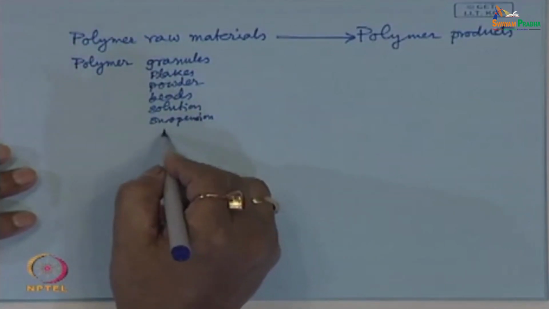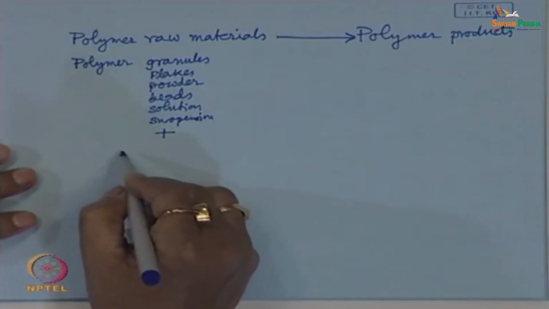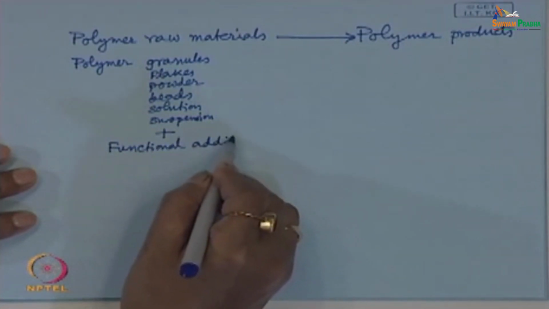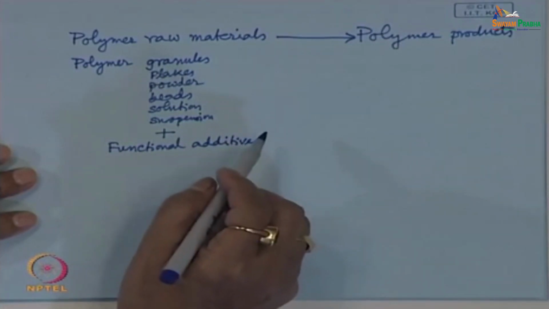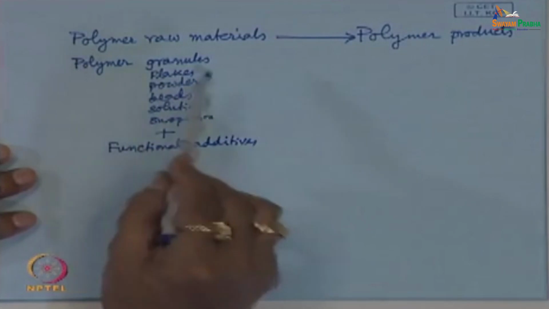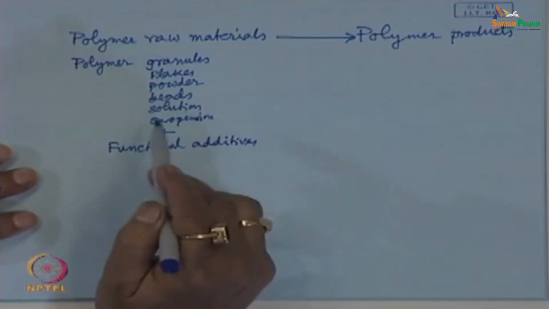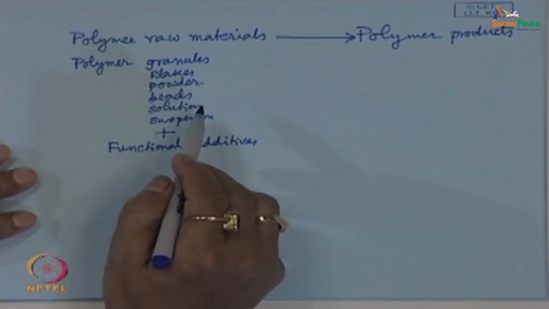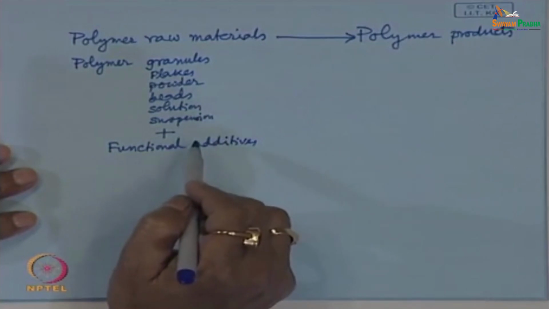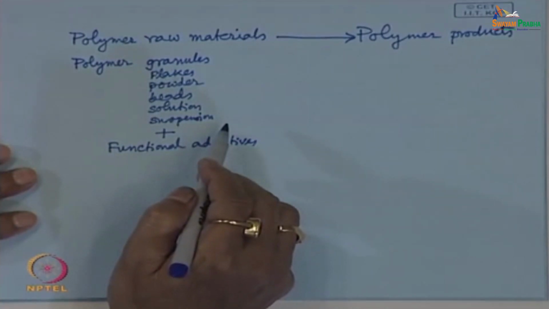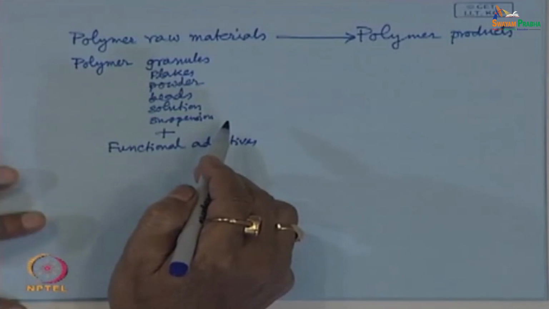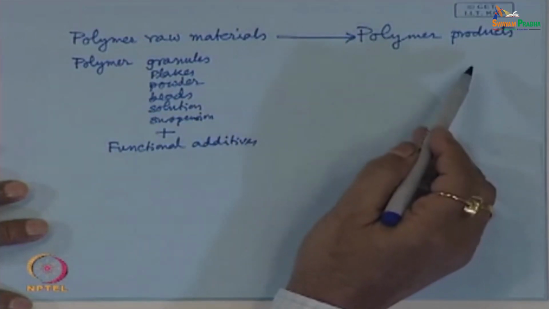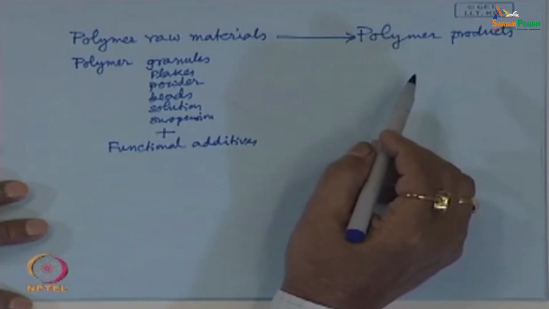These are blended with functional additives to manufacture polymer products. These polymer raw materials along with the functional additives are mixed together to form a polymer compound. Then that polymer compound is subjected to various processing and fabrication techniques to get the polymer products. We shall discuss that part later.